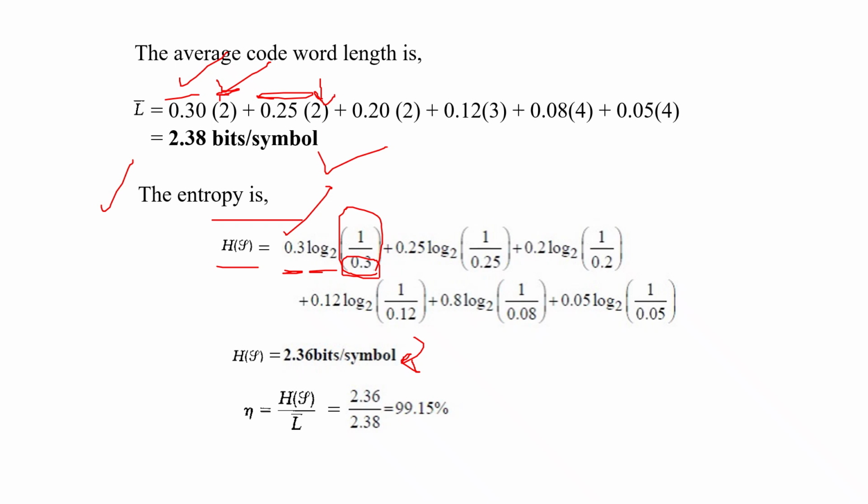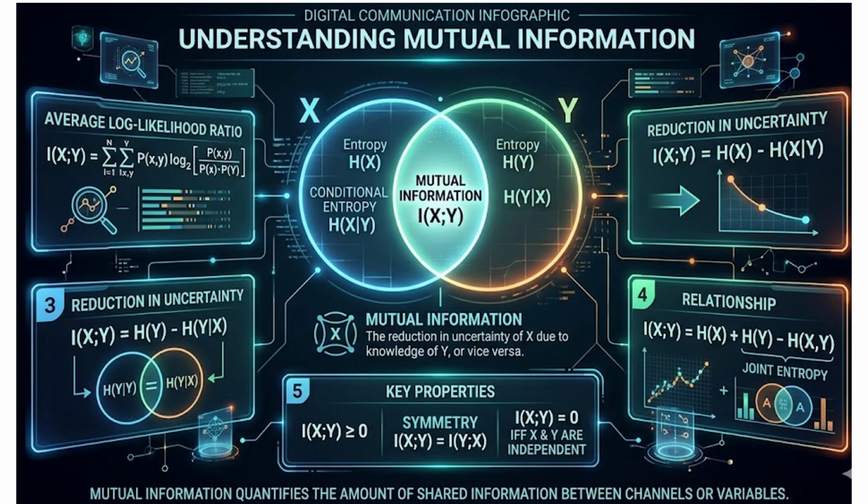So there is no change in the entropy. Entropy is the same, based on the probabilities. Here the average code word length will be modified because of the Shannon-Fano, because now we are using fewer bit patterns, right? So the average code word length will be changed, and further the efficiency you can find is entropy divided by the average code word length. So you may get 99.15%. So this is exactly the way to solve the question related to the same.